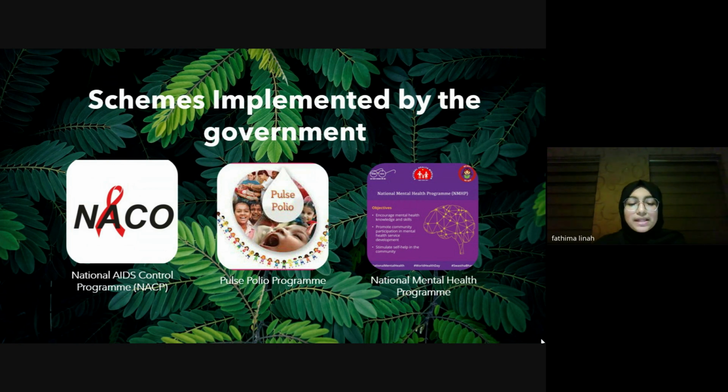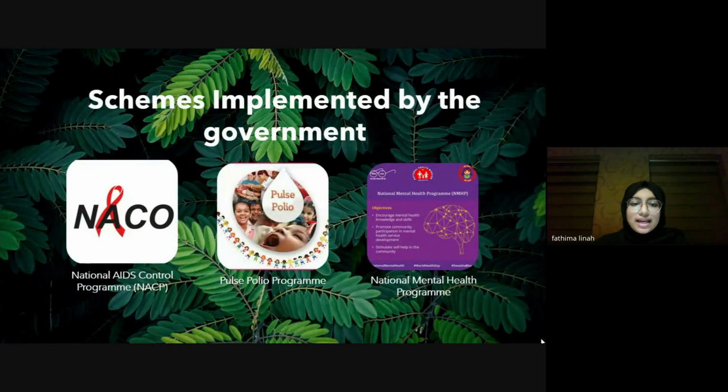Coming up, we have the Pulse Polio Immunization Program, which was launched in India in 1995. It is conducted twice each year. In these campaigns, children of age 0 to 5 years are administered polio drops. Each year, over 247 million children are immunized during each such campaign.